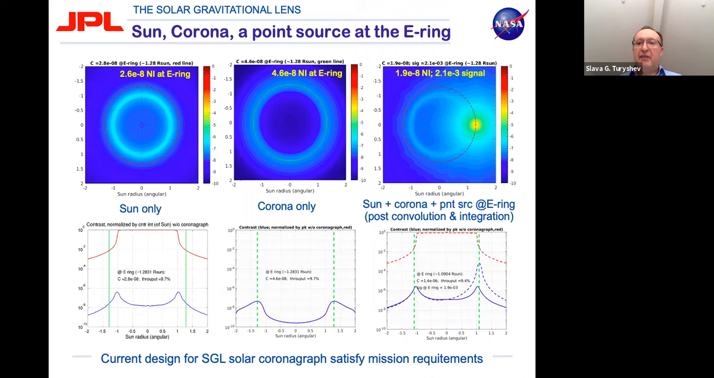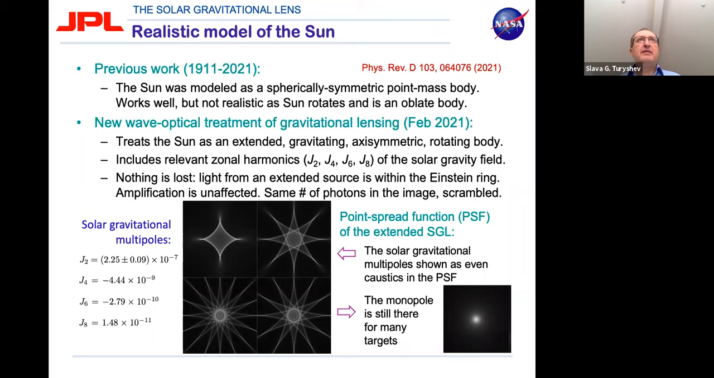So let me move through that. Recent development: in the past, we treated the sun as a monopole. Now we're treating the sun as a fully extended body. And essentially the sun, as you know, rotates, and it has some obliqueness. Our technique now is allowing us to account for all the distortions of the solar shape. You can account for J2, J4, J6, J8 zonal harmonics.